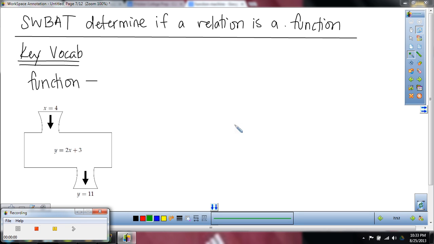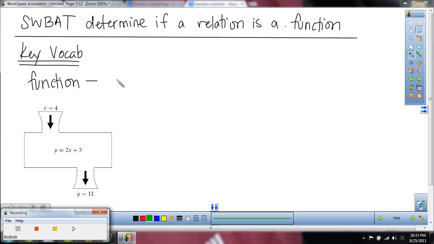This lesson is going to help you determine if a relation is a function. We have already discussed what a relation is and the various ways that a relation can be represented. So today we're really focusing on the function part. And so let's define function.